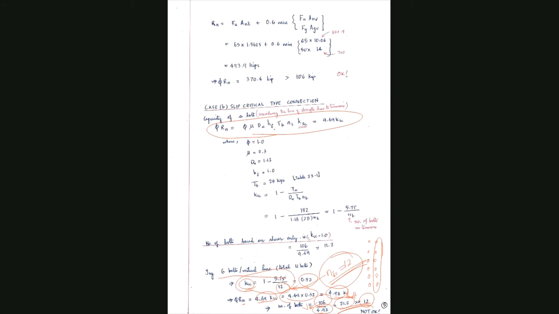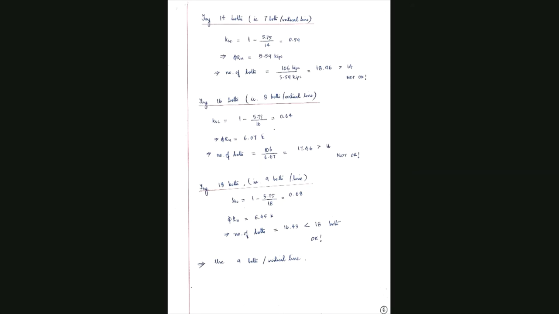So I have gone further. I'm not repeating all of them. I tried 14 bolts, which means 7 bolts per line. So you get the number of bolts required at 18.96, which is greater than 14. You can skip these. For example, if you see that the difference is very high, you can skip 14, 16, and probably go to 18. In this case, I have tried 18 where it finally worked. So you can use 9 bolts per line. You substitute the values to find KSC, check the capacity. You see that the number of bolts required is 16, which is less than the 18 that you had initially assumed. So this is the final design. If you're using a slip critical type of connection, you require 9 bolts per vertical line.